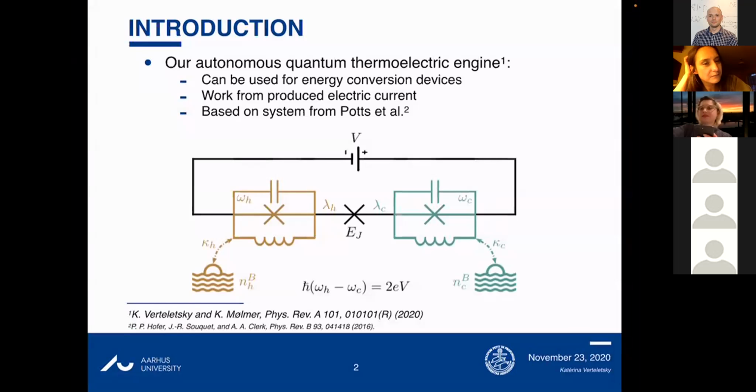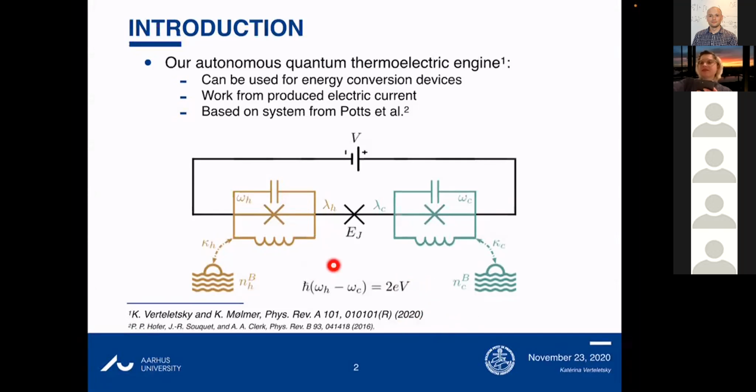There are many ways of building a quantum heat engine, and many of those have been studied. But we decided to focus on a thermoelectric engine because it can be used for energy conversion devices, and because the work is produced by an electric current that can be measured experimentally. The system we worked on is based on a system first proposed by Potts and others, and you can see the reference here to their paper. And here is the reference to the paper that we wrote on this work.